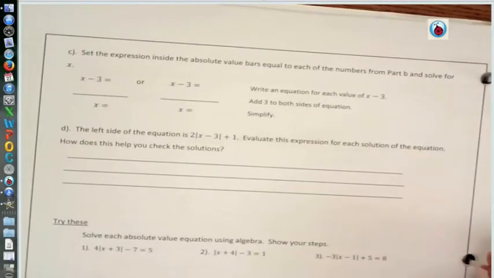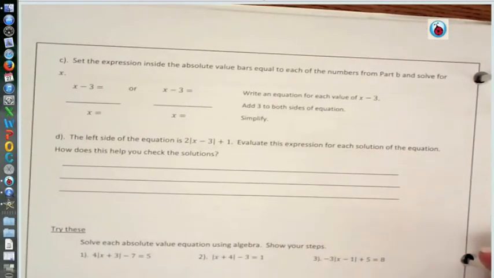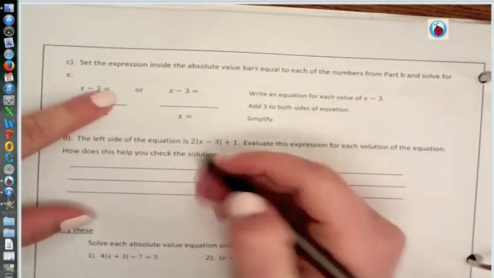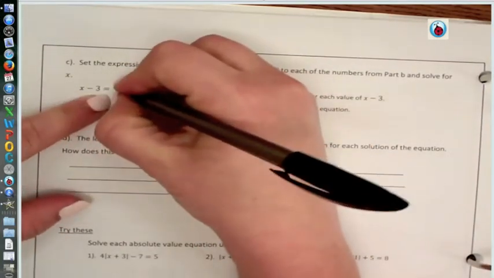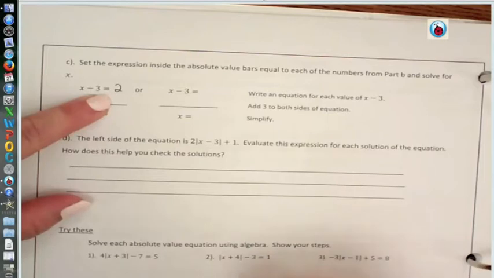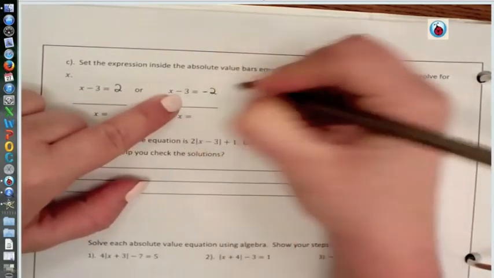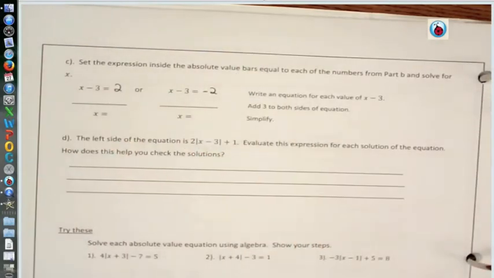So right now, I have to consider two possibilities. I have to consider that x minus 3 is equal to positive 2, or x minus 3 could be equal to negative 2. Both are possible. Both would make the original equation work out. So I'm going to solve both of these separately.